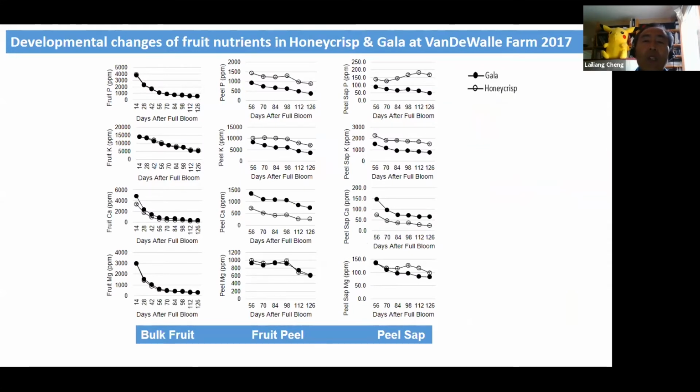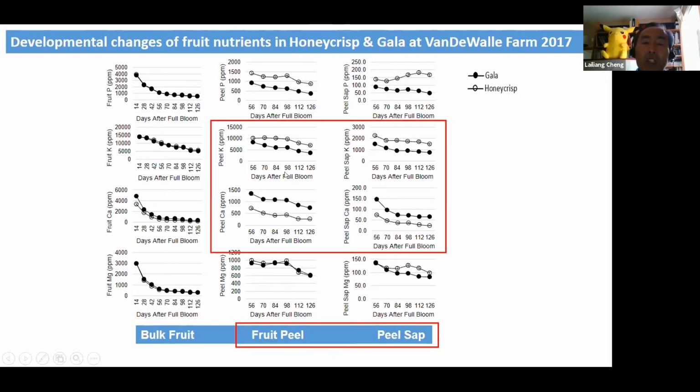First, we look at the developmental change of fruit nutrients in Honeycrisp and Gala. These fruits were taken from Scott Vanderwaal's farm in 2017. We did 2 years, and both 2016 and 2017 showed very similar results. As you can see here, for the entire fruit, for the bulk fruit, the only difference we saw is a lower calcium level in the fruit of Honeycrisp than in Gala.